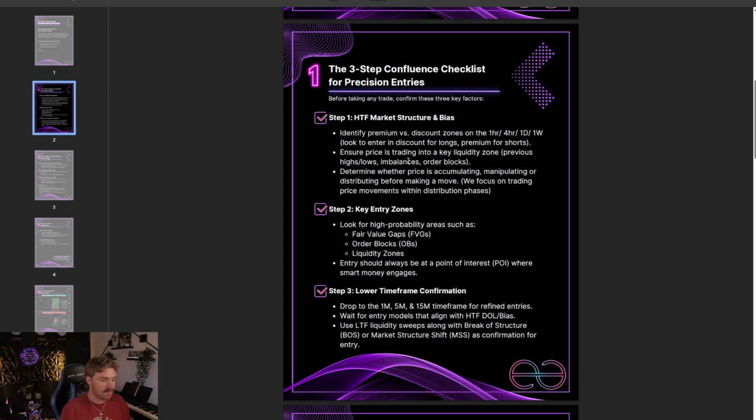Now we need to move down to step number 2, right? We got to look for high probability areas, right? And I talked about that a little bit already, but fair value gaps, order blocks, liquidity zones, okay? So we want to make sure that our entries are in these levels. We don't want to just be taking entries in the middle of a range when we don't have a fair value gap, we don't have an order block, we don't even have liquidity to target or anything like that, right? So I put right here, point of interest, right? This is where smart money engages. This is where the institutions, the market makers are making big moves.